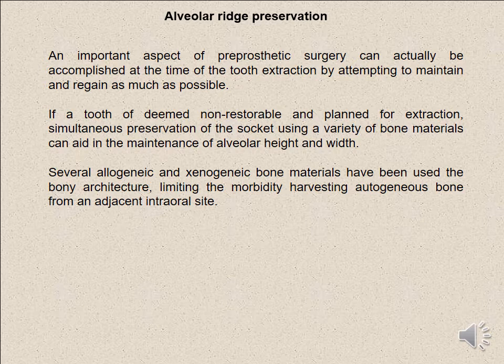An important aspect of preprosthetic surgery can actually be accomplished at the time of the tooth extraction by attempting to maintain the ridge as much as possible. If a tooth is deemed non-restorable and planned for extraction, simultaneous preservation of the socket using a variety of bone materials can aid in the maintenance of alveolar ridge height and width. Several allogenic and xenogenic bone materials have been used to preserve bone architecture, limiting the morbidity of harvesting autogenous bone from an adjacent intraoral site.